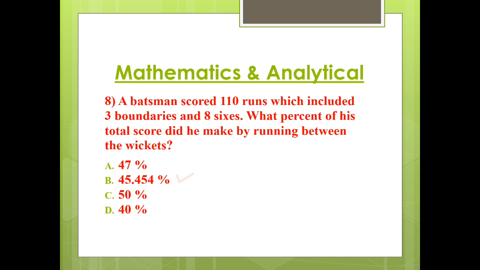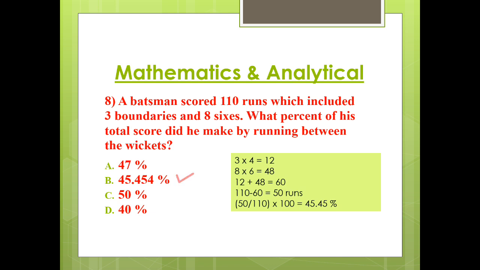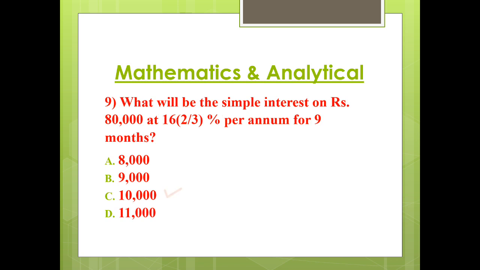Number 8 says a batsman scored 110 runs, which included 3 boundaries and 8 sixes. What percent of his total score did he make by running between the wickets? The answer here is B, 45.454%. This is simple maths. He scored 3 into 4, which is 12, and there were 8 sixes, so 8 into 6 is 48. Add these values, 12 plus 48, which gives you 60. The total was 110 runs, so subtract 60 from 110 and you get 50 runs. Now you know how to take the percentage.